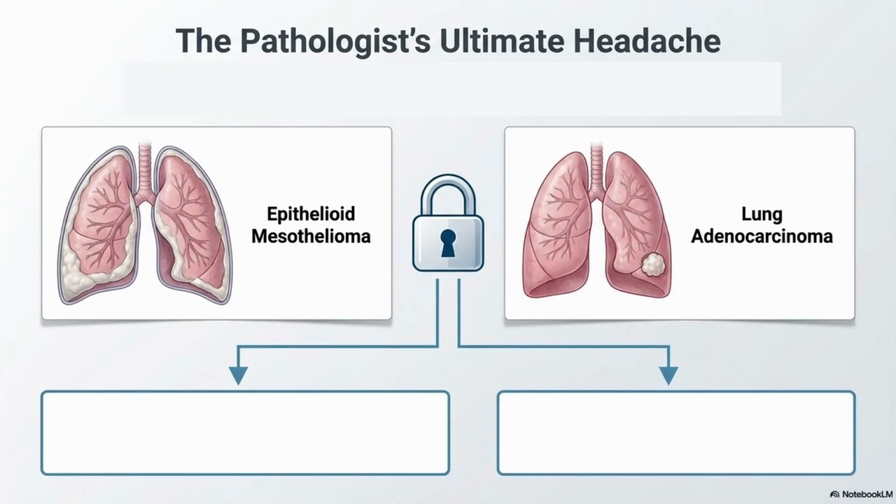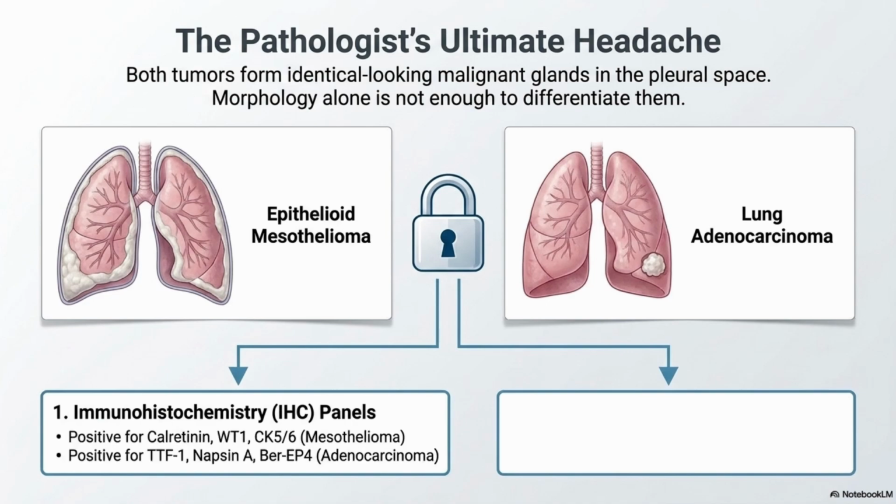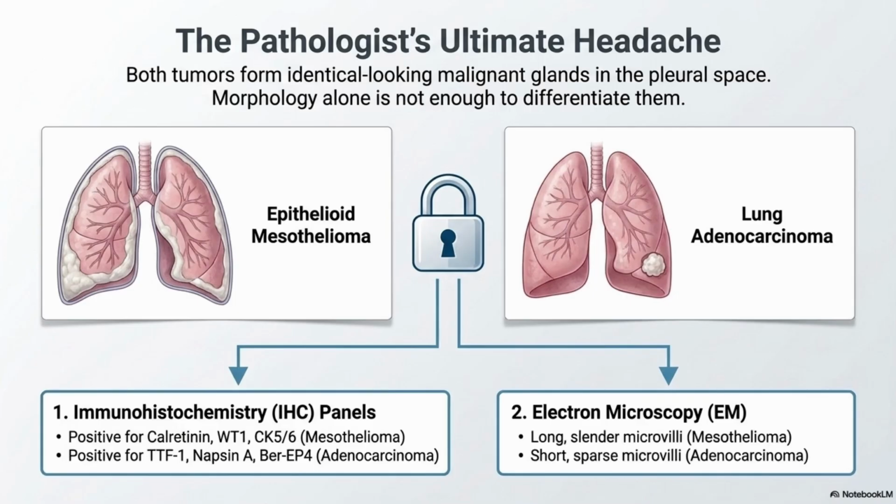This brings us to the pathologist's ultimate headache. Both tumors form identical-looking malignant glands in the pleural space, meaning morphology alone is simply not enough to differentiate them. We need higher-level tools. We use two main weapons. Weapon 1 is immunohistochemistry, or IHC panels. Mesothelioma is generally positive for calretinin, WT1, and CK5/6. Adenocarcinoma is positive for TTF1, Napsin A, and Ber-EP4. Weapon 2 is electron microscopy. Mesothelioma features long, slender microvilli, while adenocarcinoma has short, sparse microvilli.